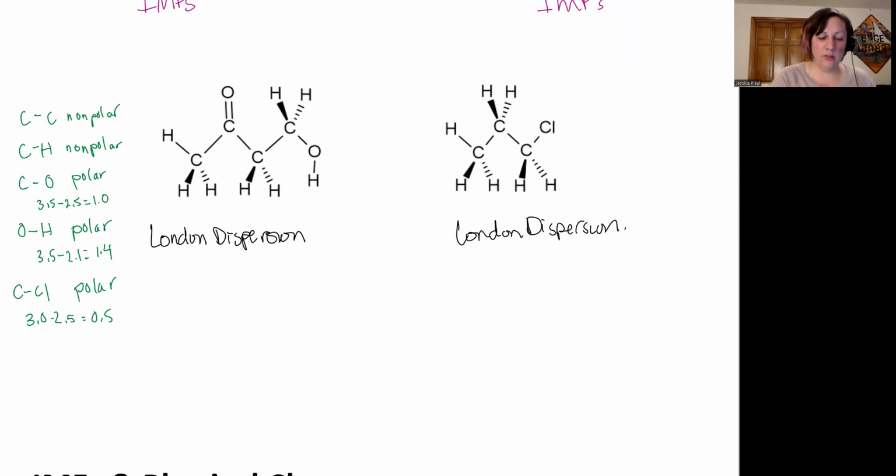All right, so I'll go through and identify my polar bonds. I've got one here between carbon and oxygen and between oxygen and hydrogen. Now my other molecule, we just have one between the carbon and the chlorine. For both of these, they are going to be overall polar because they have just one or 3 polar bonds and then a lot of nonpolar bonds to balance them out. So they'll both be overall polar, and therefore they'll have dipole-dipole interactions.